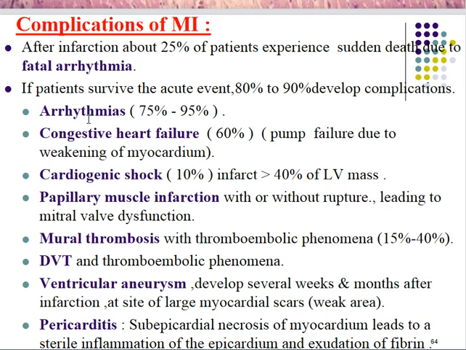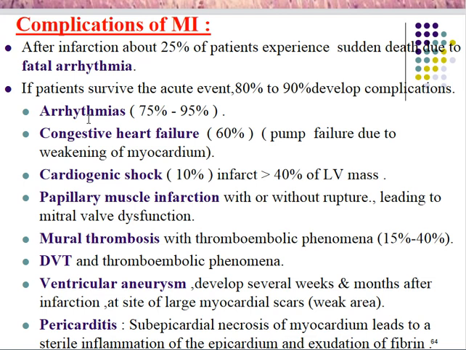Cardiogenic shock occurs in 10% with infarction, when about 40% of the left ventricular mass is involved. This will result in cardiogenic shock, especially when there's an extensive myocardial infarction that involves about 40% of the left ventricle. Papillary muscle infarction, with or without rupture of the muscle, leads to mitral valve dysfunction.